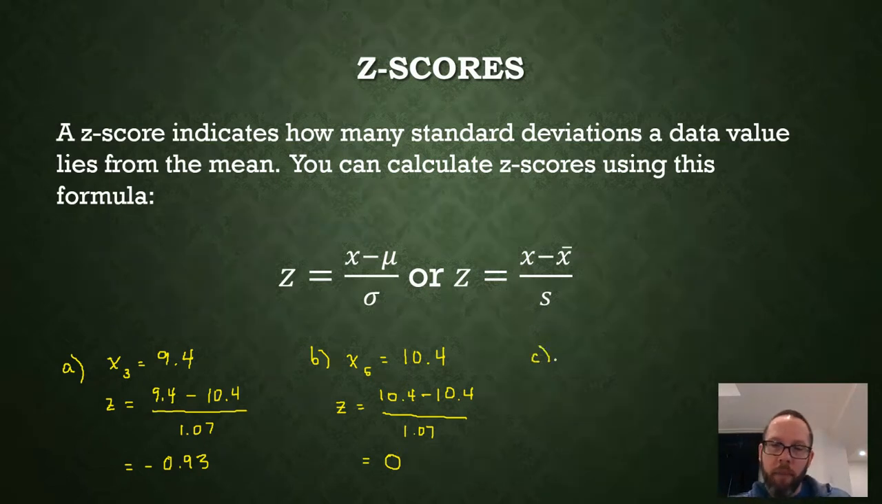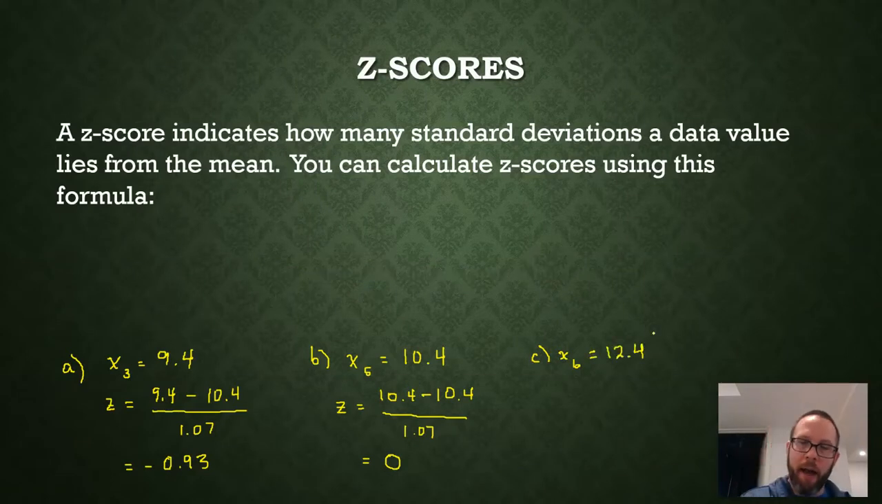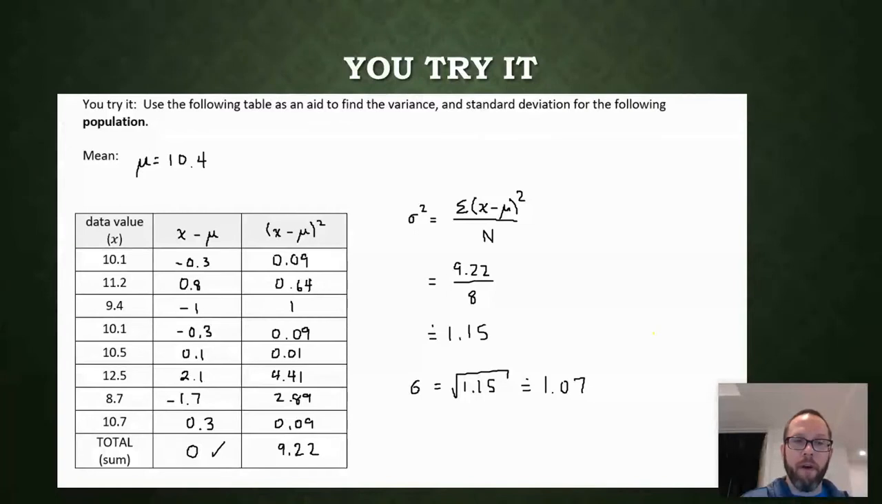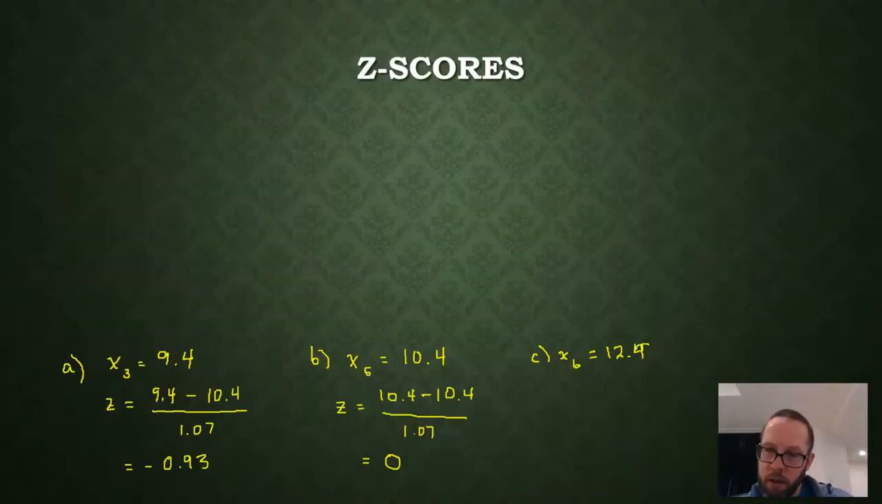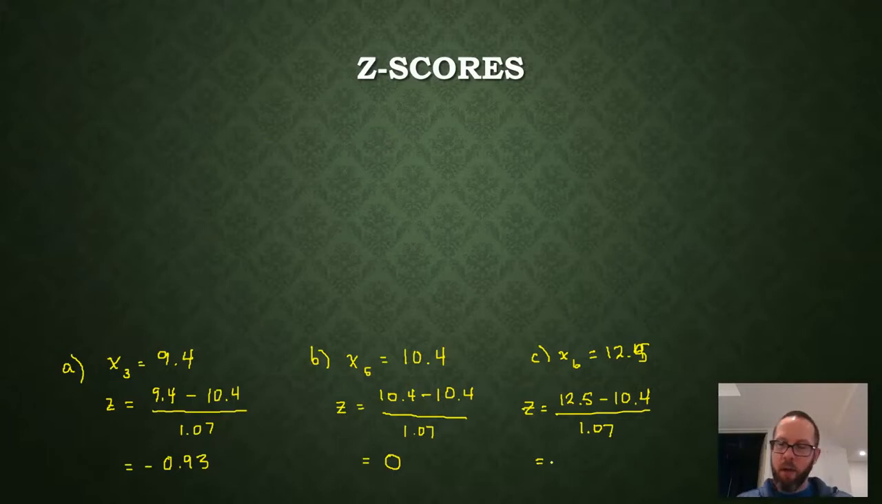And for our last one, we're going to look at X6, which I think was 12.4, but I'm just going to flip back and double check. 12.5. The Z-score for that one, you take the data value, you subtract the mean, 10.4, divided by 1.07. So this is 2.1 divided by 1.07. So this value is almost 2 standard deviations above the mean.